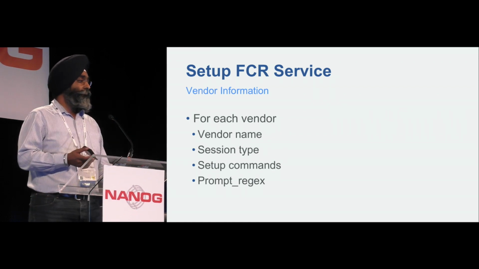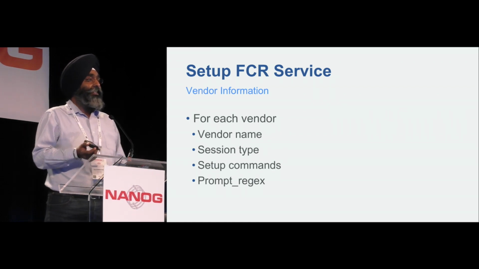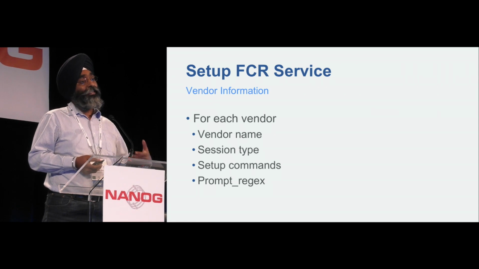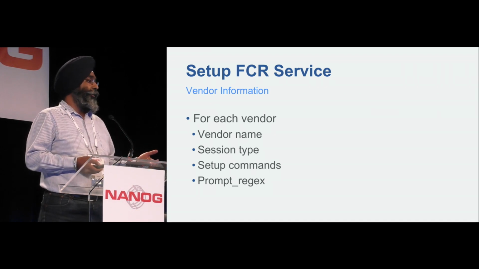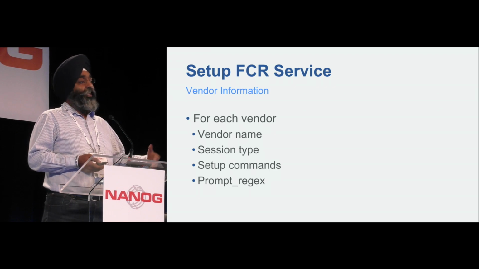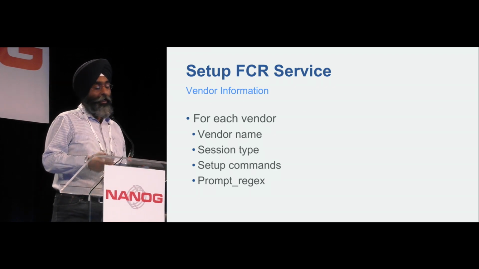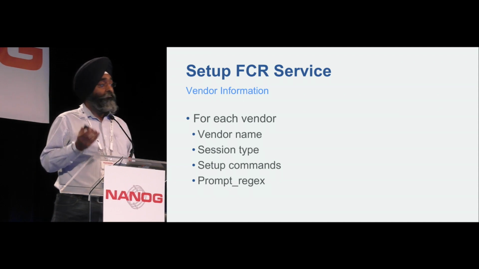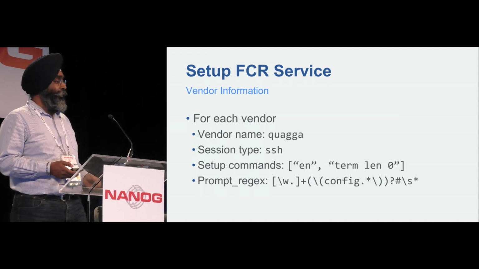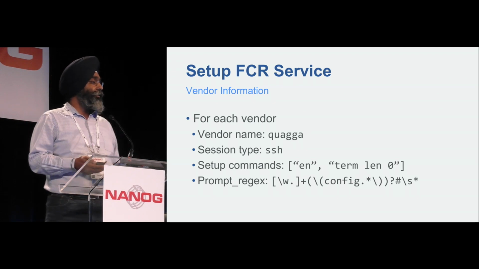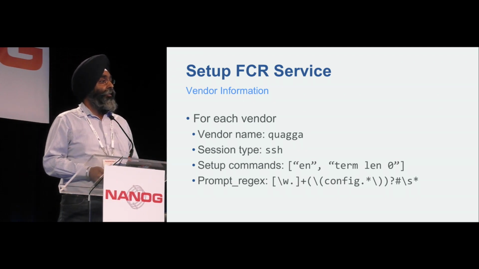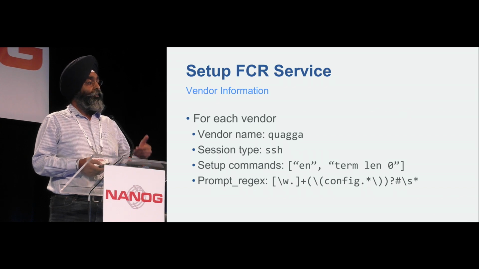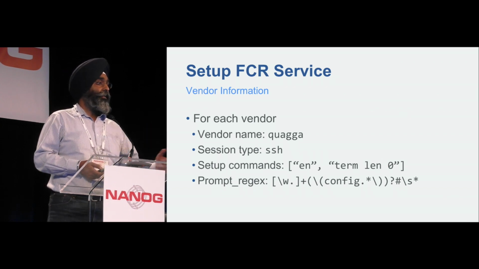For each vendor, we need a vendor name, what session type you want to use to run commands on the vendor, and the setup commands for initialization of the connection. These typically include the commands to set the terminal settings of your session, and prompt regexes that the FCS service should match when it is running those commands. In this example, we are creating a sample vendor for the Quagga daemon that is running, and these are the options that I need to be able to run commands on the Quagga VTY SH.